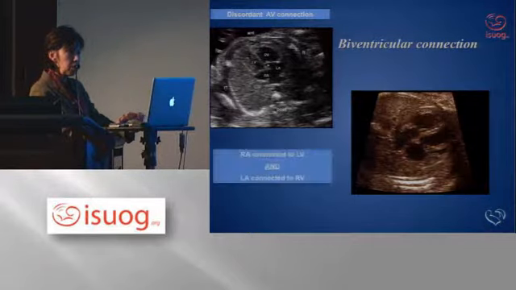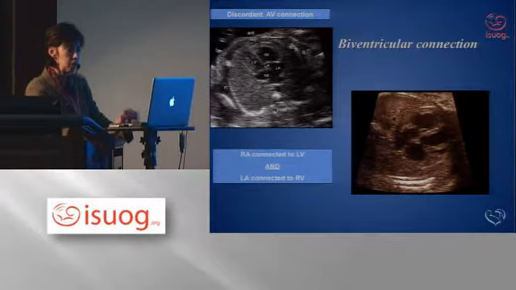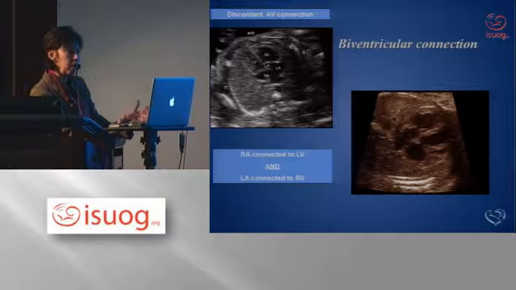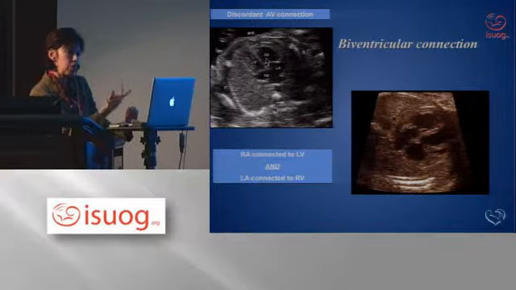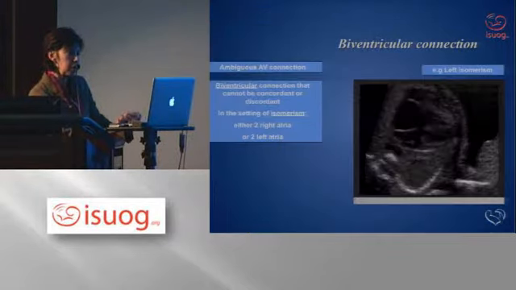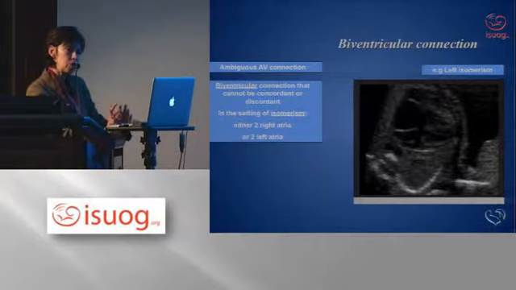Then we have a discordant atrioventricular connection, which means you have your right atrium, it doesn't matter whether it's to the right or to the left, but it's the connection, the plugging of the right atrium to the ventricle. So right atrium to a left ventricle and left atrium to a right ventricle. So we have a ventricular inversion. You need to have the two of them, right and left. So to have concordant or discordant, we need to have a right and a left atrium.